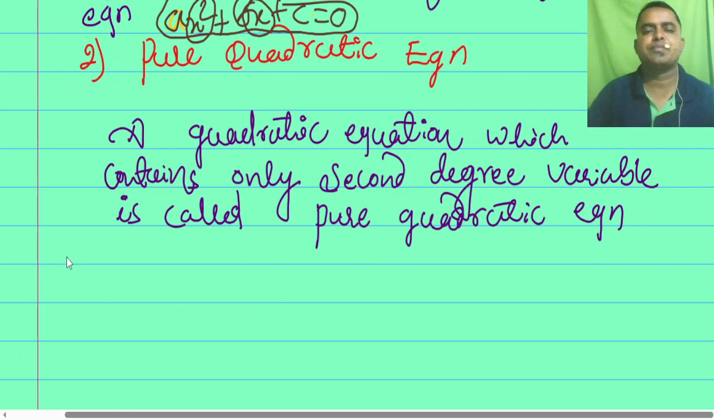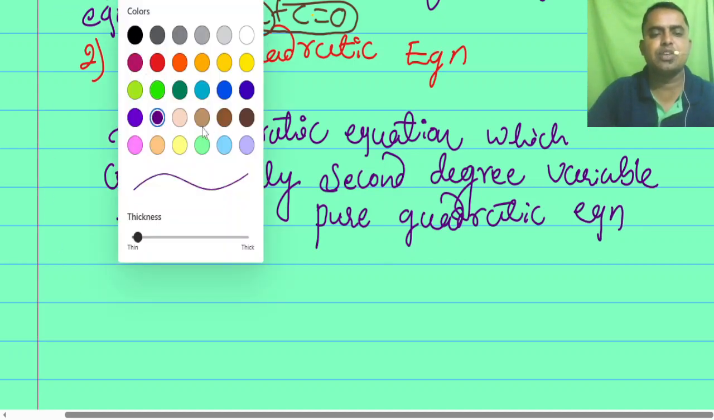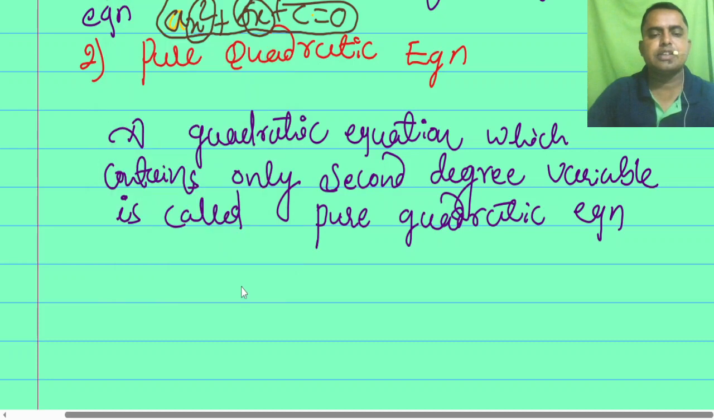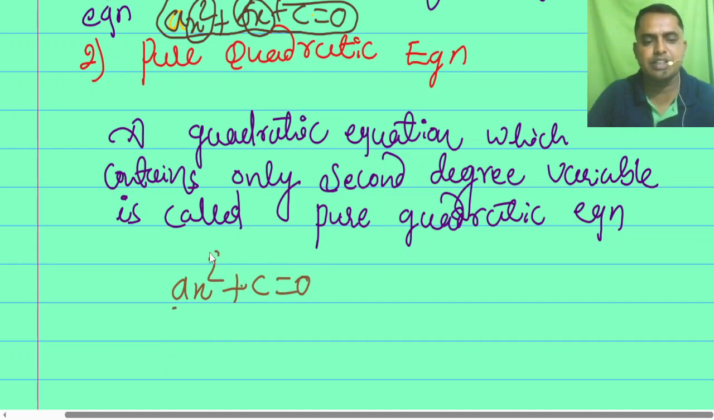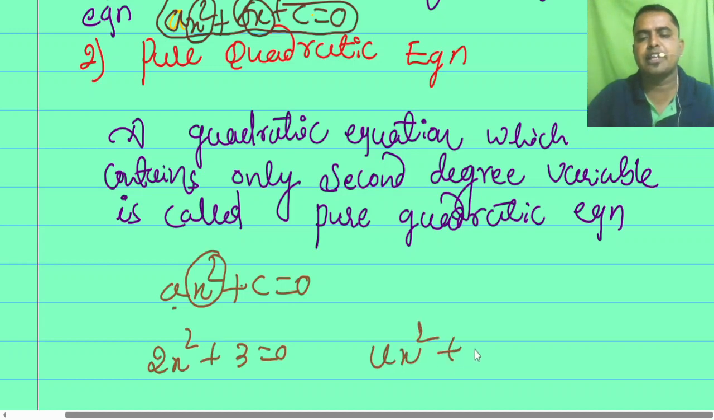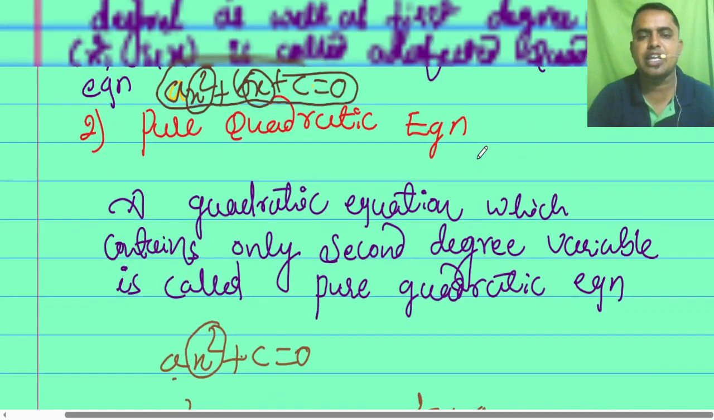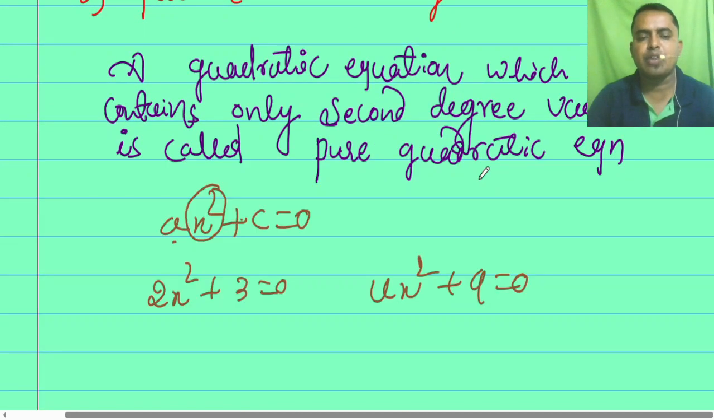Pure quadratic equation, that is, it must contain only what? Second degree variable, means what? ax square plus c is equal to 0. That is, it must contain only second degree variable, means it contains x square only. For example, 2x square plus 3 is equal to 0, 4x square plus 9 is equal to 0. So such type of equations are called as what? Pure quadratic equation.